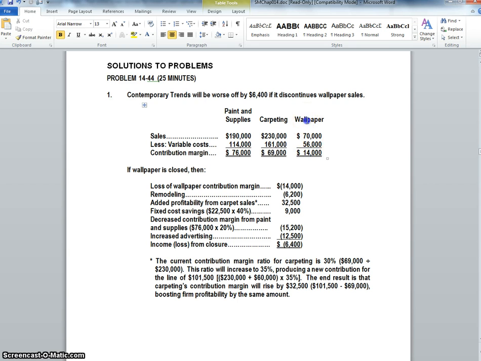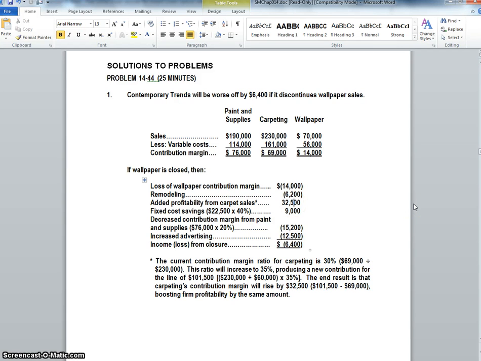If you were to take this wallpaper piece of $14,000 of contribution margin and eliminate it, would you be better or worse off? To begin, the loss of the wallpaper contribution margin, this $14,000 here, you'd be foregoing that amount. So that is an unfavorable item in this case. Recall the information given in the problem. They would remodel the space currently dedicated to wallpaper. That's a $6,200 item. So that's not working in favor. That would be a cost to the business.